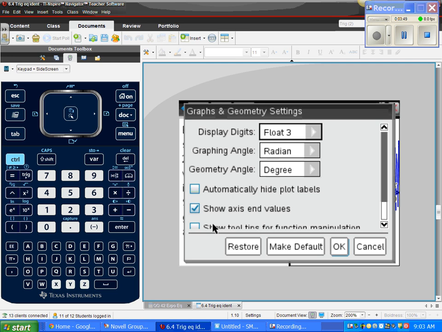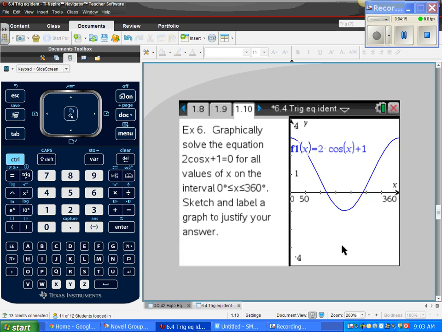So you want this float to be at least 6. 6 is generally a good place to be. Okay, so float 6 is going to give you enough places so that you make sure if it says round to the nearest tenth, you're actually getting that tenth. Okay? And I want my graphing angle to be in degrees. Okay, that was my interval, 0 to 360 degrees. It didn't say 0 to 2 pi. And then we're going to click OK. Now, that's much prettier, right? We like that much better.